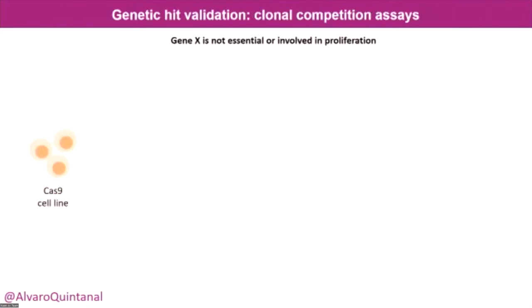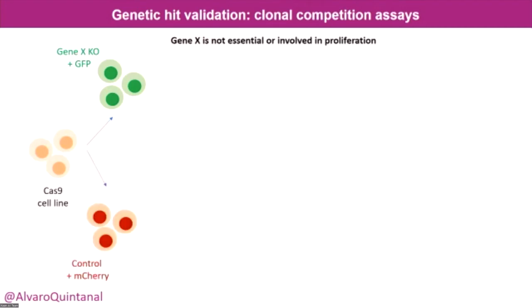And how do we do functional genomics on this? One example would be clonal competition assays. I'm not sure if you guys are familiar with this, so I'm going to go very quickly over this. So let's say that we have a Cas9 expressing cell line, and we infect it with an sgRNA targeting a gene that is not essential or involved in proliferation. And we couple to that sgRNA, or to that knockout, a fluorescent protein like GFP. In parallel, we do the same, but with a control non-targeting sgRNA that will edit nothing, and with a different fluorophore, like for example, mCherry.